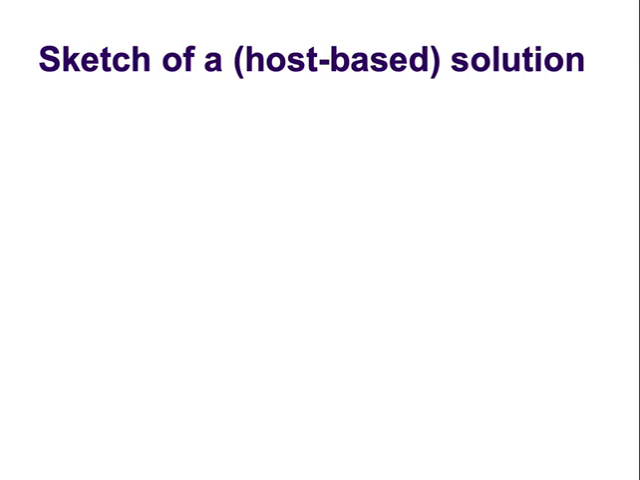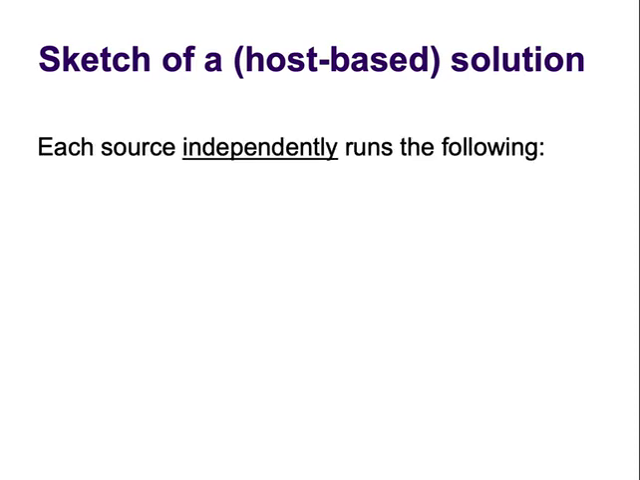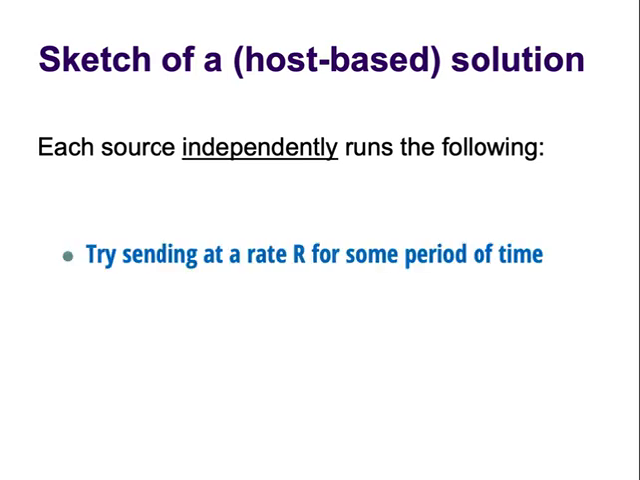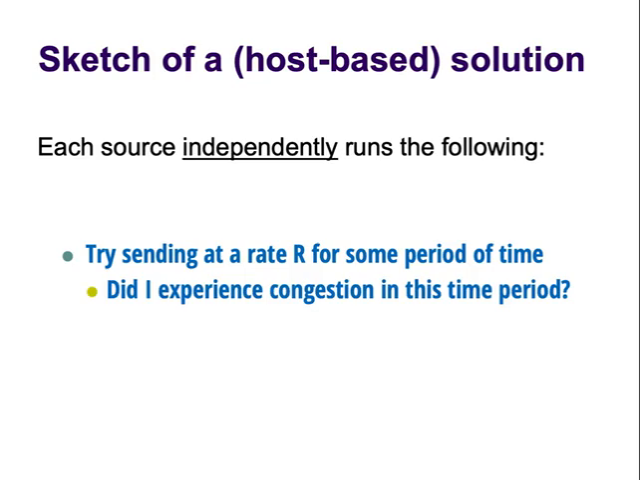So let's just start to build out what that solution should look like. I hope you have a fairly clear idea in your head already about what this is going to do, but let's actually work it out. So each source is going to independently run the following, and the independently is important here. That's what makes it practical, and that's what makes it scalable. There's no coordination across hosts at all, and there's no coordination with the network either. So independently, what each source is going to do is it's going to try sending at some rate R into the network for some period of time. At the end of that period of time, it's going to ask, did I experience congestion during this last period?